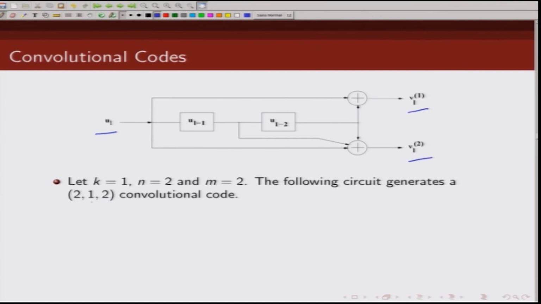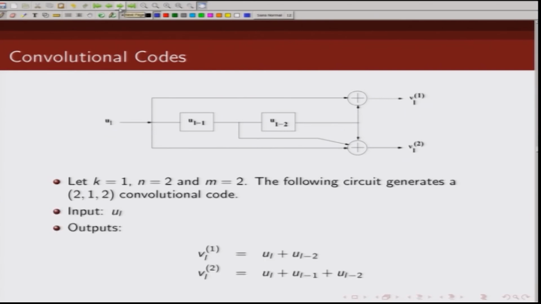n is 2, there are two outputs, k is 1, one input, and memory order is 2, because the output depends on the past two values of the information sequence. So, you can see here the first output, which is v l1, is basically u l plus u l minus 2. In other words, it depends on the current input and the input from two steps back.